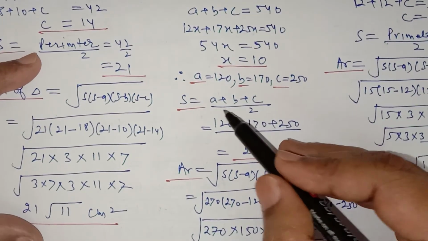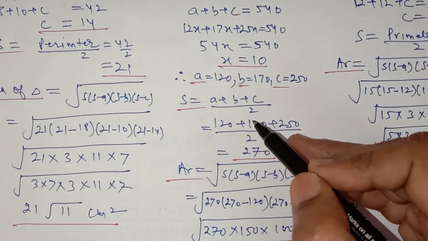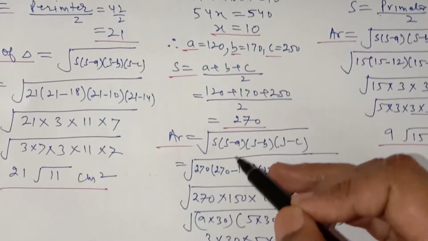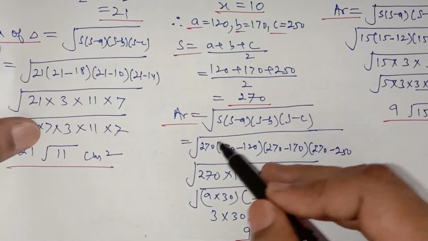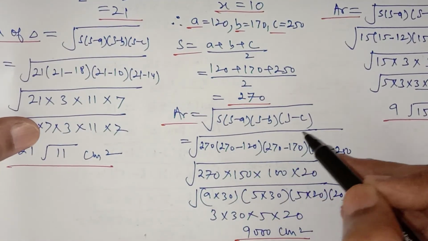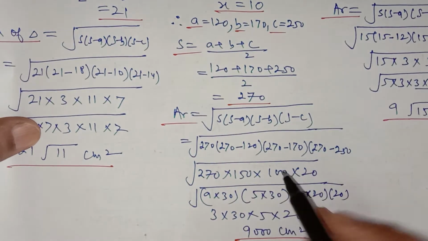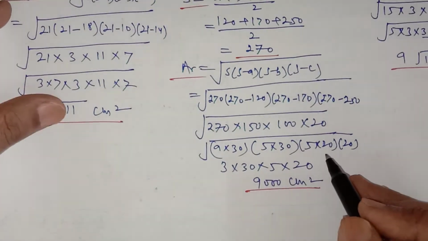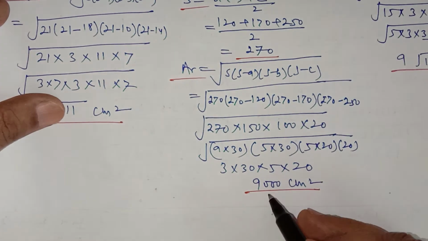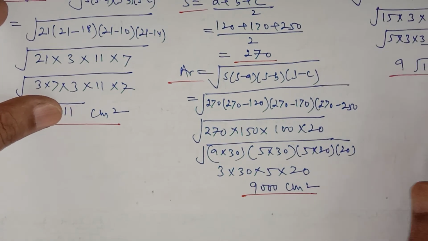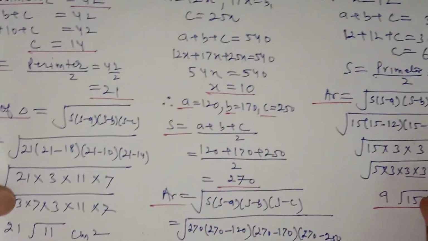Now find the semi-perimeter, which is A plus B plus C upon 2, and the area of the triangle by using Heron's formula, which is equal to under root S, S minus A, S minus B, S minus C. Replace in this, find the prime factors, take them out from the square root. You will get 9000 centimeter square as the area of this triangle.